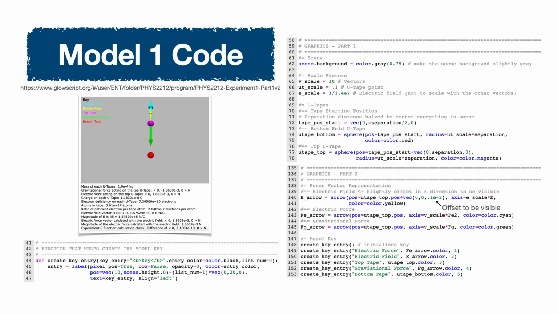Here's the code for the graphics of Model 1 with the code that helps create the key on the bottom left and the code that creates the visuals on the right. Of note, the electric field arrow is not to scale with the other vectors and is offset in the z direction so that it is visible after being shrunk.